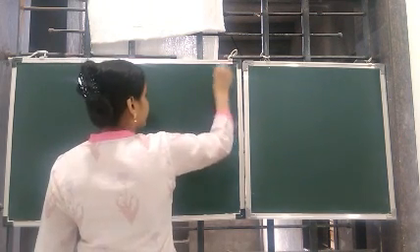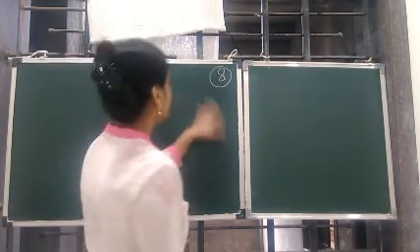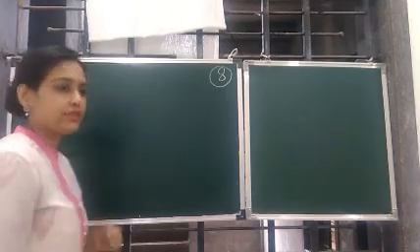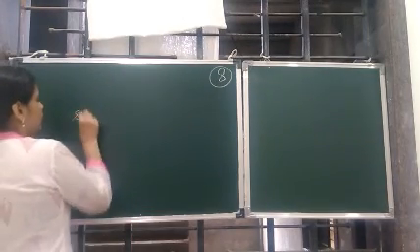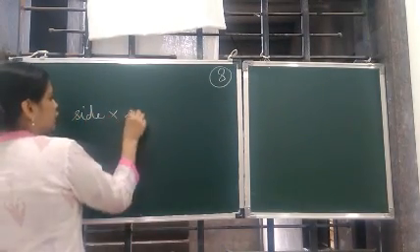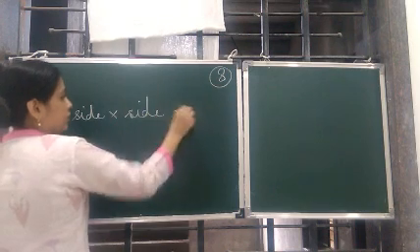Shall we start our new chapter today? Yes? So let's start with the introduction. Suppose you find out the area of a square, what do you write? Side into side, which is equal to side square.